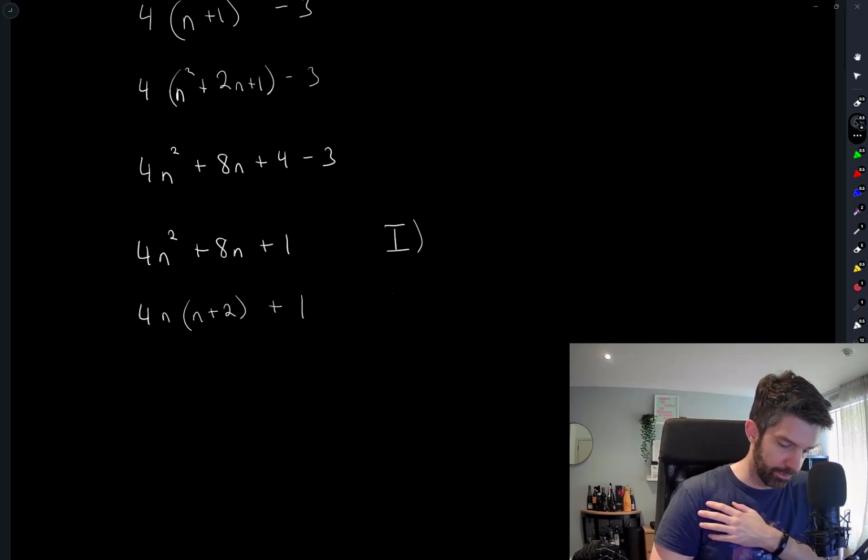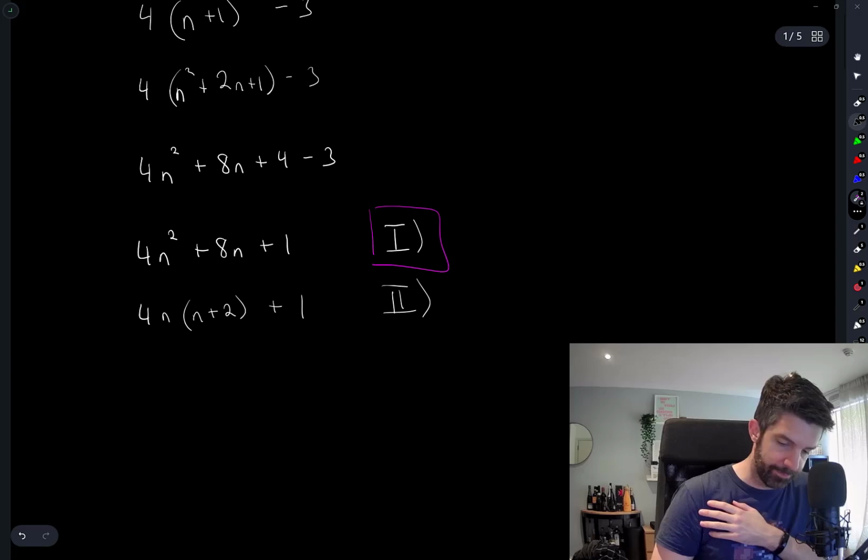Okay, so let me do it like this. So let's look at option 2. Option 1 is correct for all values of n. Option 2, the final answer is 1 more than a multiple of 3. Okay, so well, if n is equal to 1, this is 12, so the answer is yes. If I let n be equal to 2, so then I have 8 times 6. No, I have 8 times 4. Either way, that is not a multiple of 3. Okay, so 2 is incorrect.